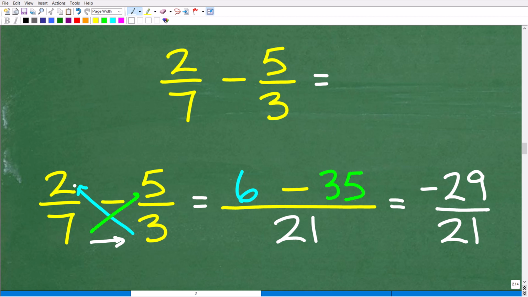So 3 times 2, remember that's the first step. 3 times 2 is 6. This is a subtraction problem. Minus 7 times 5 is 35. That's our numerator. Over 7 times 3 is 21.